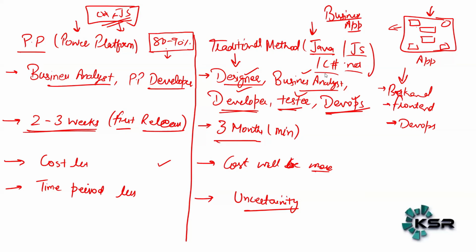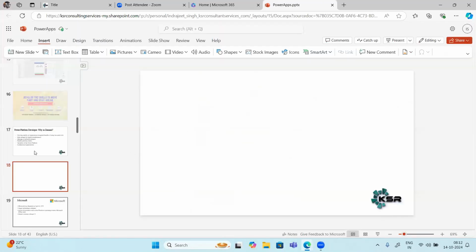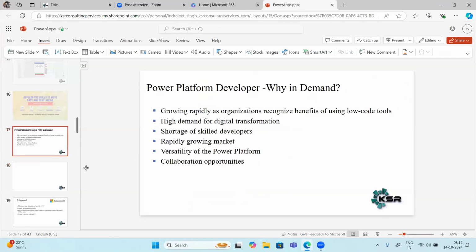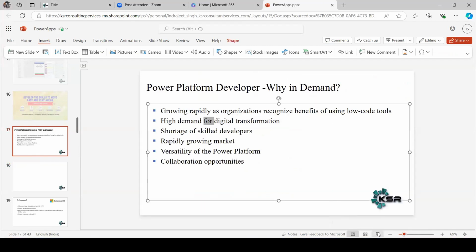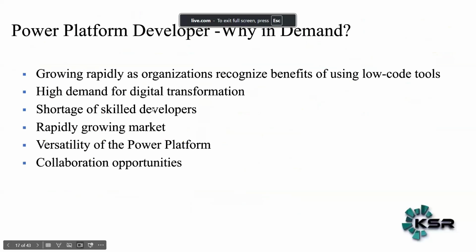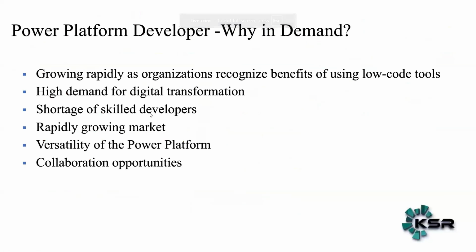Okay, so now let's go back to where we were. Here you can see there is high demand for digital transformation in every organization. That's why people are looking for Power Platform developers. I have already told you, there is a shortage of skilled developers. Why the shortage? Because people know Power BI, but they don't know Power Apps. They don't know Power Automate.